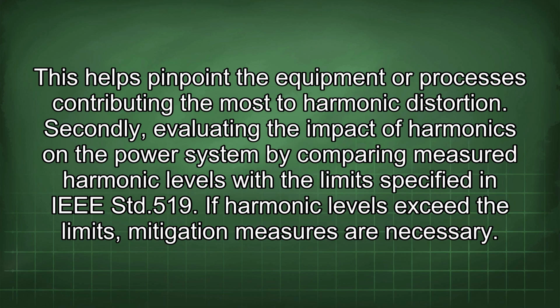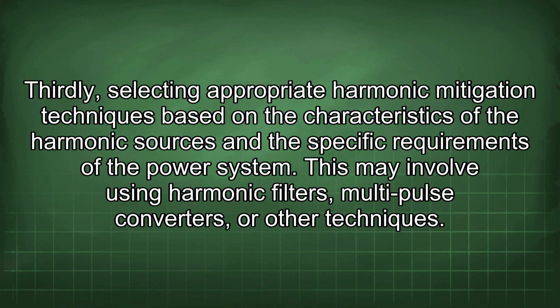Secondly, evaluating the impact of harmonics in the power system by comparing measured harmonic levels with the limits specified in IEEE Std.519. If harmonic levels exceed the limits, mitigation measures are necessary. Thirdly, selecting appropriate harmonic mitigation techniques based on the characteristics of the harmonic sources and the specific requirements of the power system. This may involve using harmonic filters, multi-pulse converters, or other techniques.